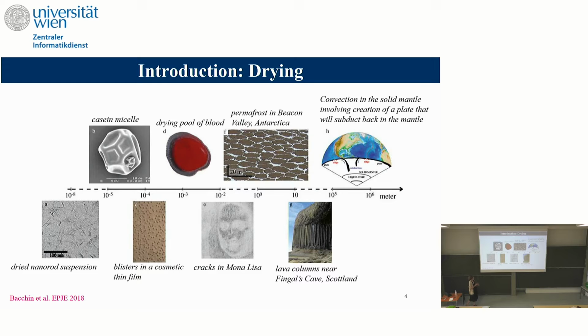For instance, you also have here blisters in a cosmetic film, and you see that when it dries, you have these little spots. And of course, this is something you don't want. You don't want, when you put some cream on, to have these little blisters. I guess it's not very nice to feel. You also have these nice patterns like in permafrost, the cracks in the Mona Lisa, and also some larger scale geological motion.